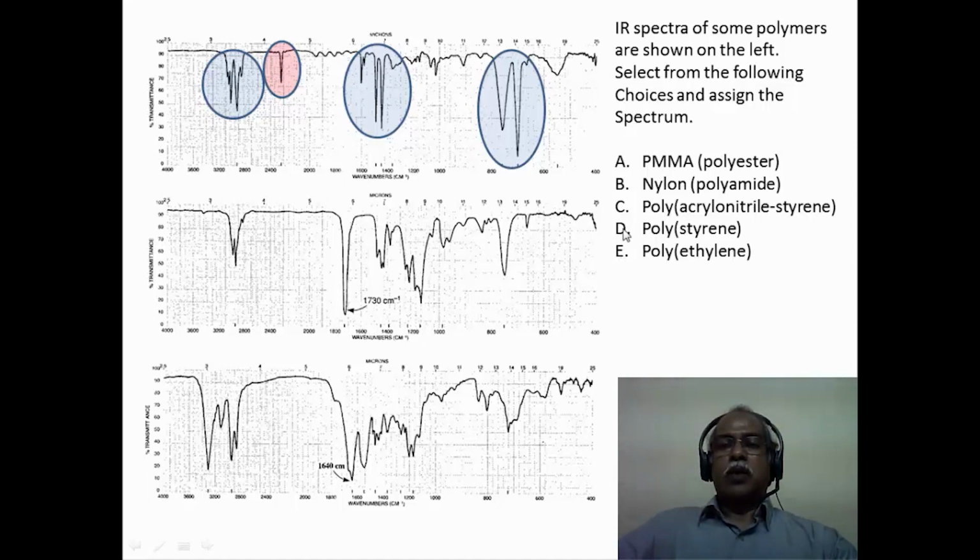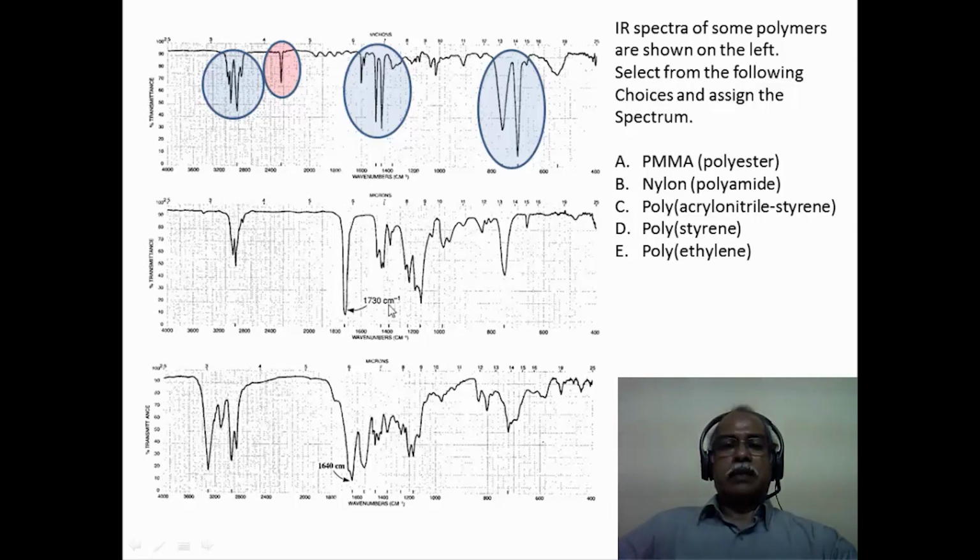D as an option is also ruled out now because the carbonyl functional groups are there in the other 2 spectra. So one can rule out D also in this particular case. So D and E are ruled out. One has to deal with A, B, C. Now we have identified this compound to be C, which is the polyacrylonitrile styrene.